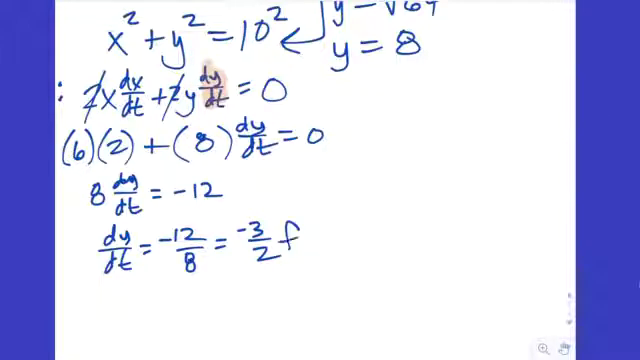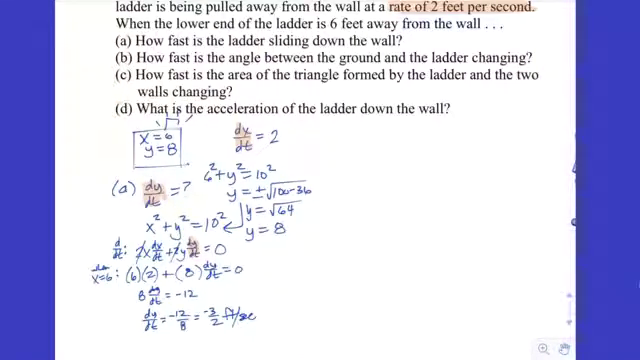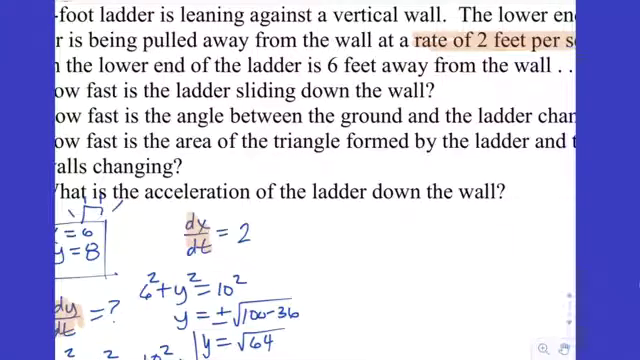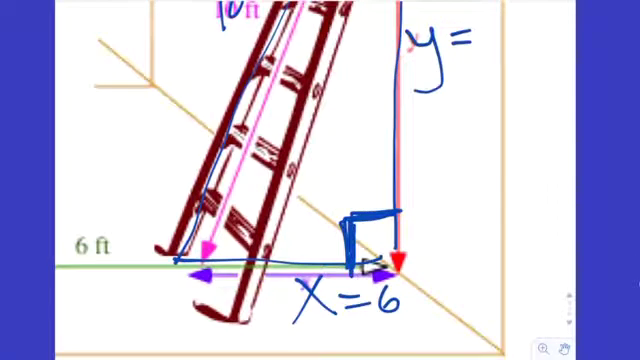And because this is our last answer, it's a numeric. Just make sure you put units on your final numeric answer. All right, cool. Interesting. That's part A. Part B now. How fast is the angle between the ground and the ladder changing? So if you come back over here to your diagram, you have to identify the right angle. That's this one here. It's changing, so we need to call it a variable. What variable do you want?